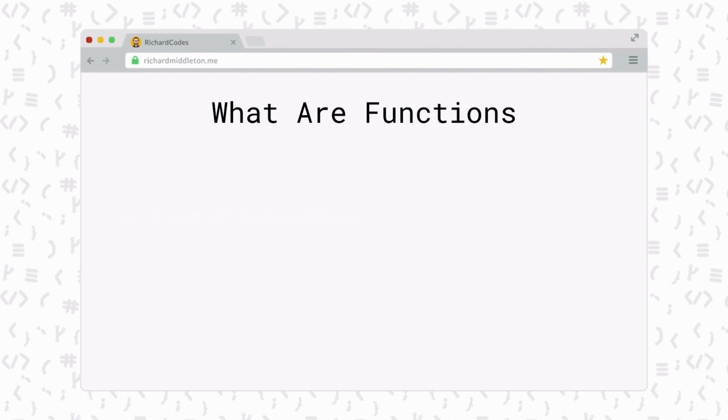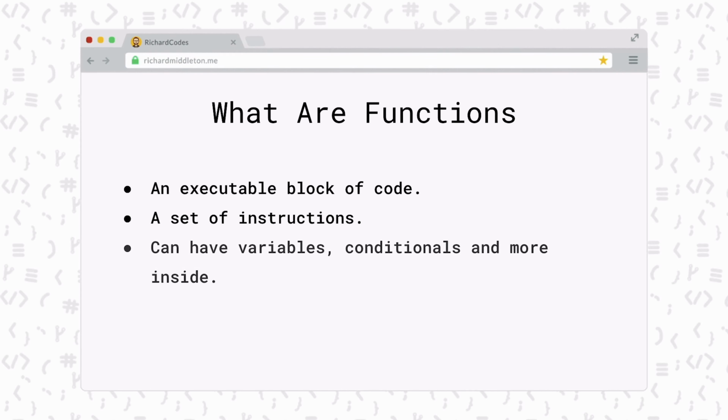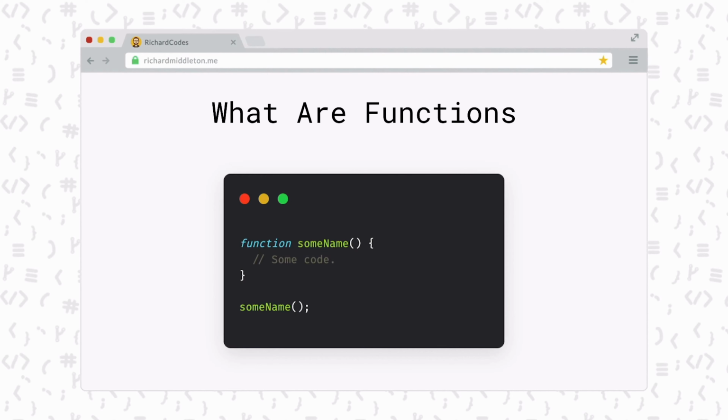So what are functions? Functions can be explained as a block of executable code, kind of like a set of instructions for the computer. Inside the function, you can do things already discussed like declare variables, if statements, and even declare more functions and things like that. So here's what a function looks like. You declare the function with the function keyword. Then you name your function, whatever you want, followed by parentheses and curly brackets. Then your code that you want to run goes in between those curly brackets.